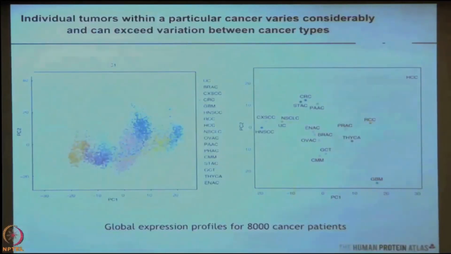So one of the more interesting things was this, all the 8,000 patients, and this is then all the 20,000 genes and how they are expressed in a PCA plot. And you can see then, you can't see the 17 different color codes, but what you can see is that the cancers form clouds, which are highly overlapping.